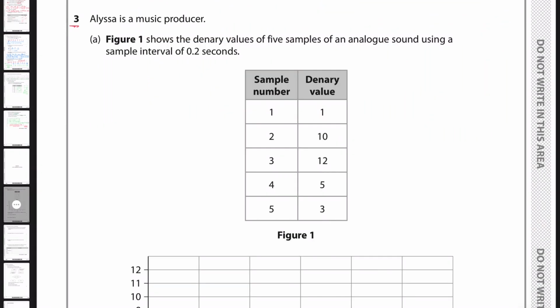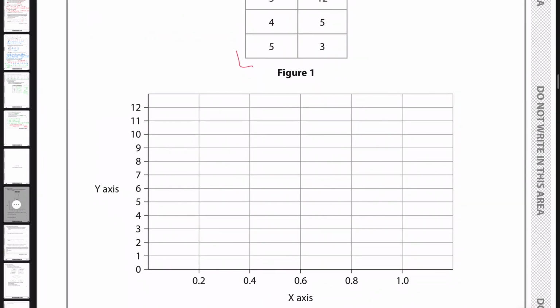Okay, question 3. Alyssa is a music producer. Figure 1, the table here, shows the denary values of 5 samples of an analog sound using a sample interval of 0.2 seconds. Okay, what we've got to do is take that data, complete this graph using the sample information from figure 1 to show the digital sound wave. So we're basically moving from an analog wave, which is something like this, to something that's more like this.